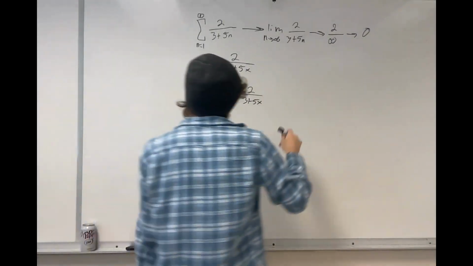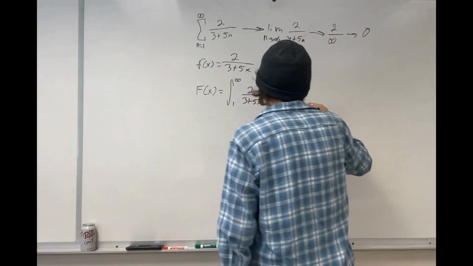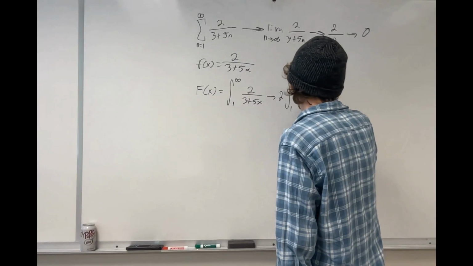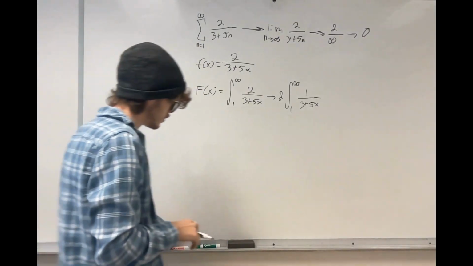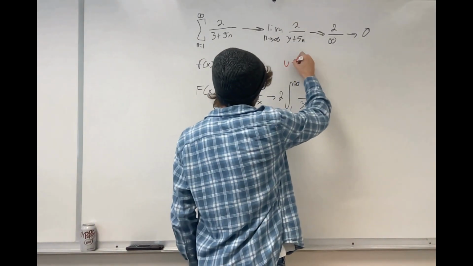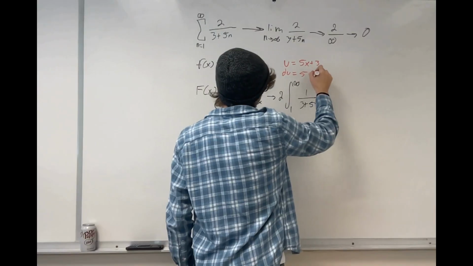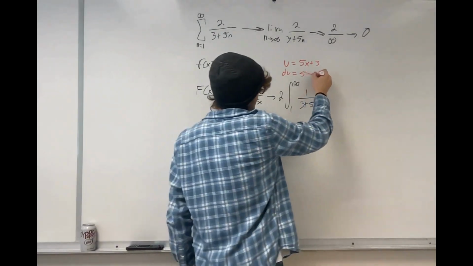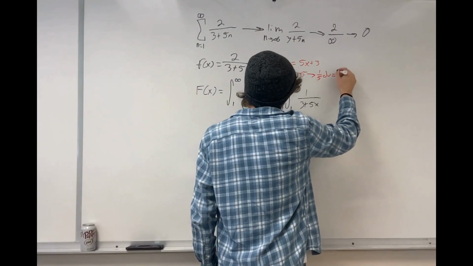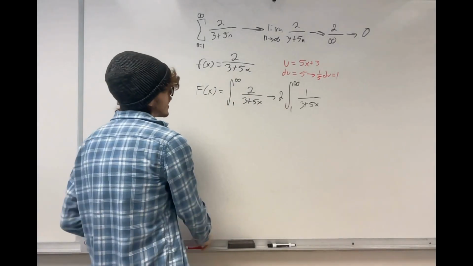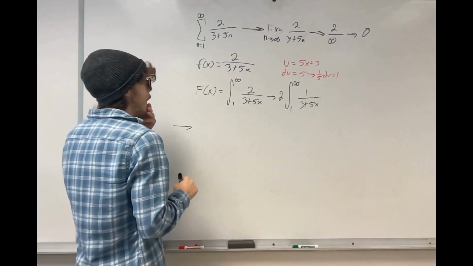I'm going to pull the 2 out. So this is going to be 2 times the integral of 1 over 3 plus 5x. You should notice that this is going to be a natural log function, but let's do u-substitution to determine that. So u is going to be 5x plus 3, where du is going to be 5 dx. We notice we have a 1, so dx really has to be 1/5 du. Okay, hopefully that idea makes sense. This is just basic calculus 1. I'm going to continue here.